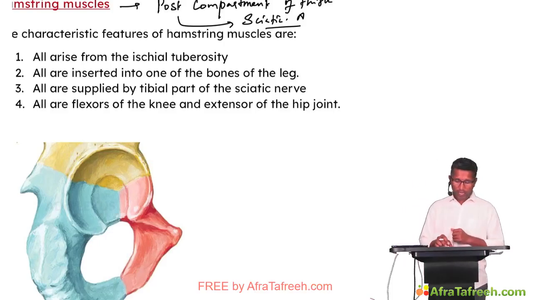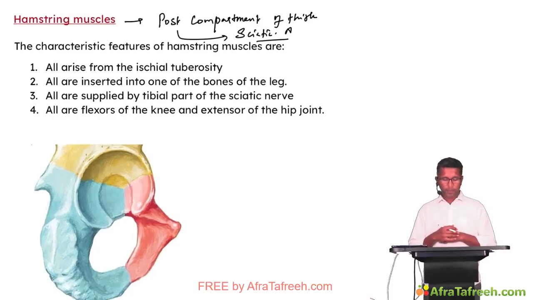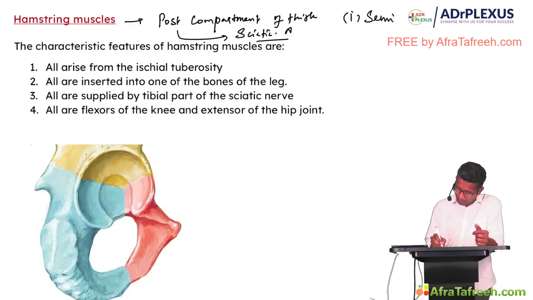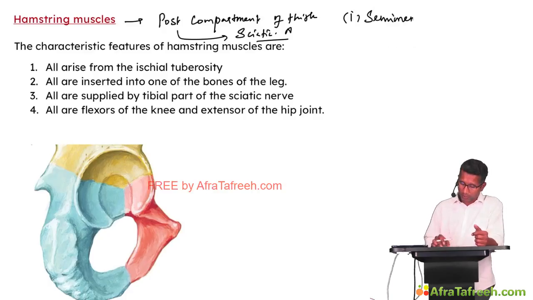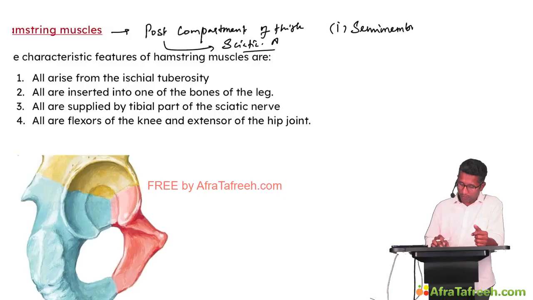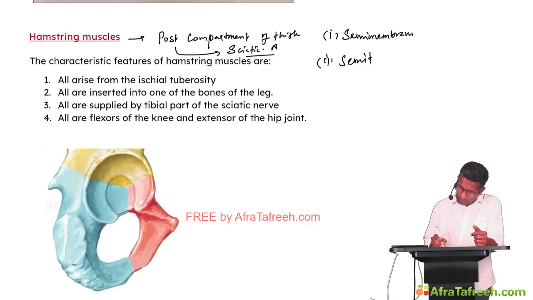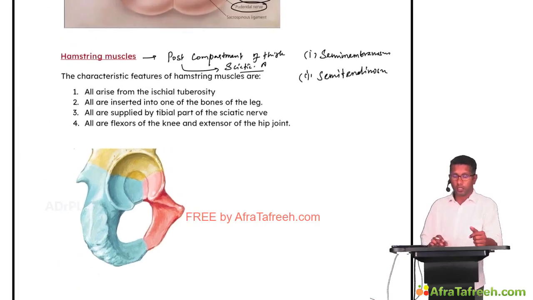See, when you talk about the hamstring muscles, there are 4 hamstring muscles. So what are those 4 hamstring muscles? One is called semimembranosus. The next muscle is called semitendinosus. This is called semitendinosus, okay.